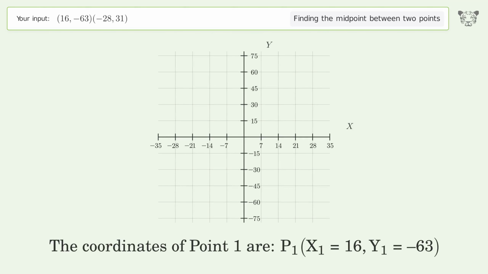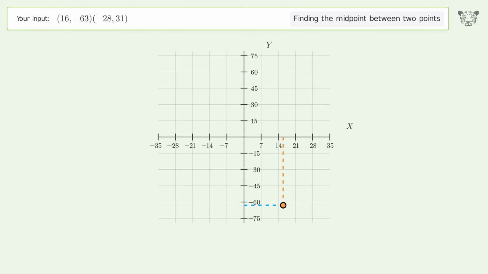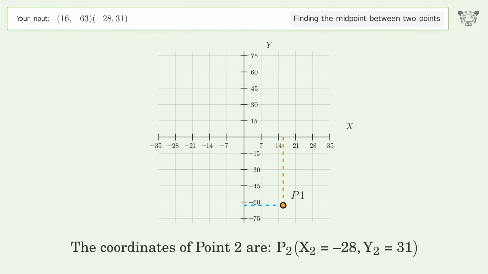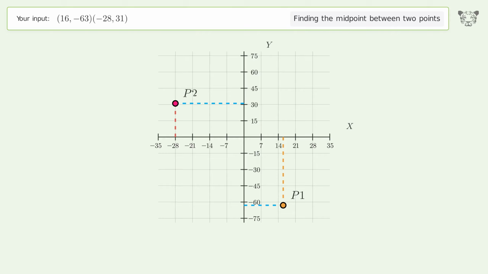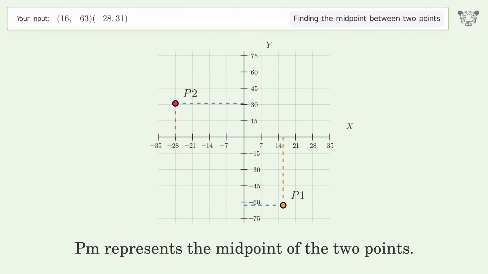The coordinates of point 1 are x1 equals 16, y1 equals -63. The coordinates of point 2 are x2 equals -28, y2 equals 31. PM represents the midpoint of the 2 points.